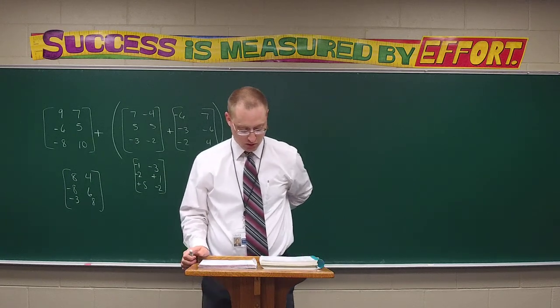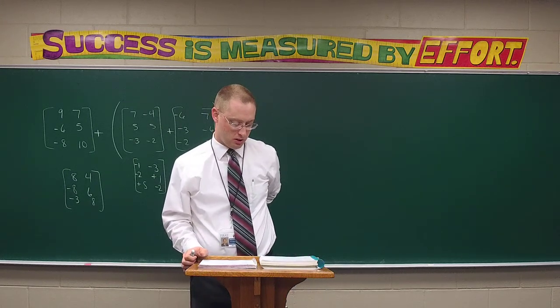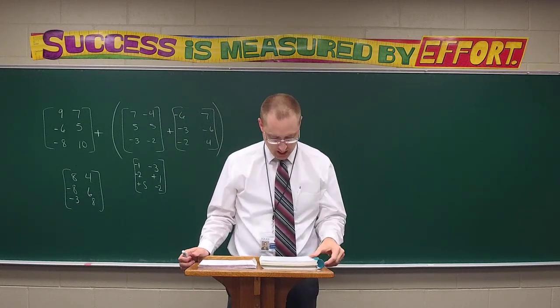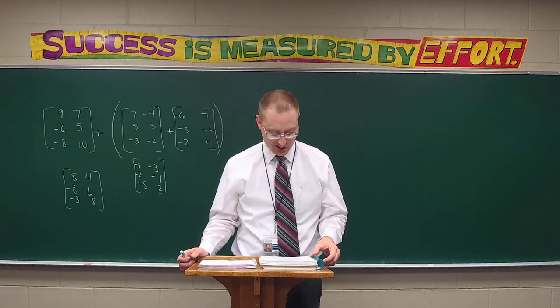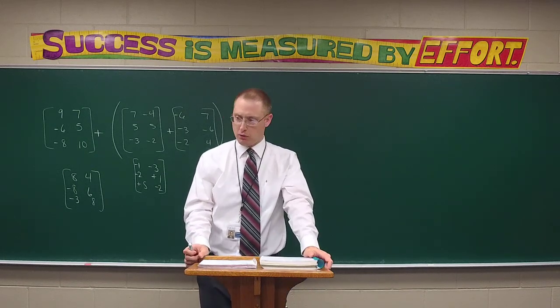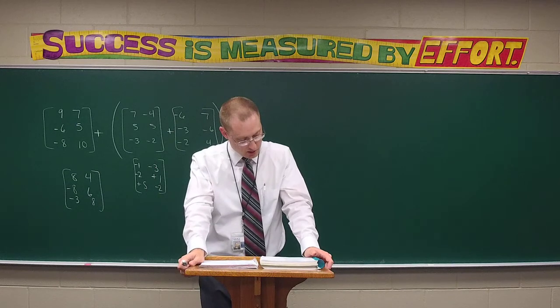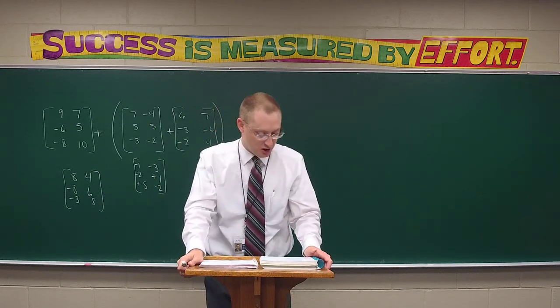1, 2, 1, -2, -4, -1. Good. 1, 2, 1, -2, -4, -1 is correct. And then number 11, we had to multiply a scalar here, and it was just a 2, and should be pretty straightforward there. Audrey? 6, 4, 8, 2. 6, 4, 8, 2 is correct.